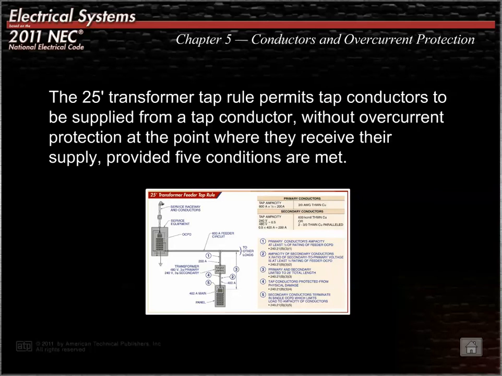The 25-foot transformer feeder tap rule is the feeder tap supplying a transformer in cases where the total length of the primary plus the secondary does not exceed 25 feet. This tap rule permits the conductor supplying a transformer to be installed without overcurrent protection at the point at which they receive their supply, provided 5 conditions are met.